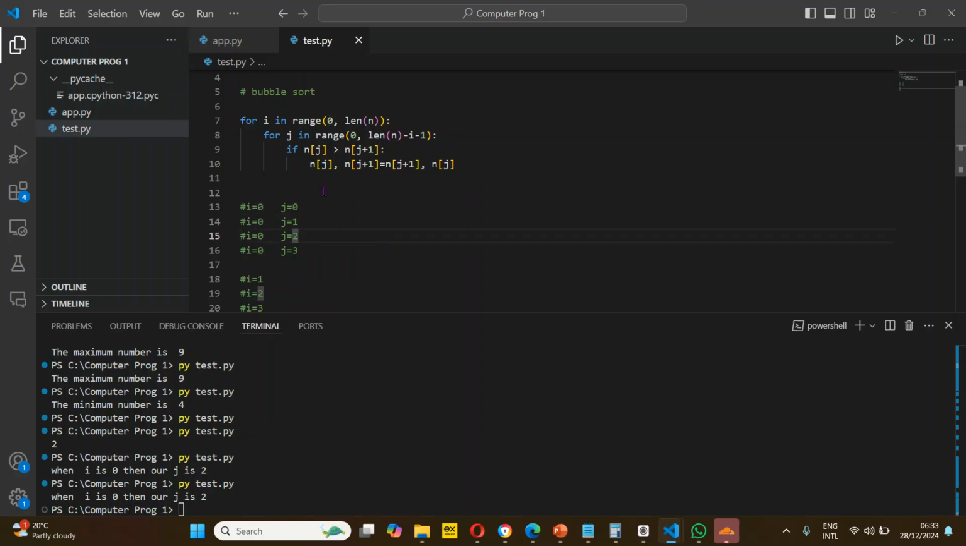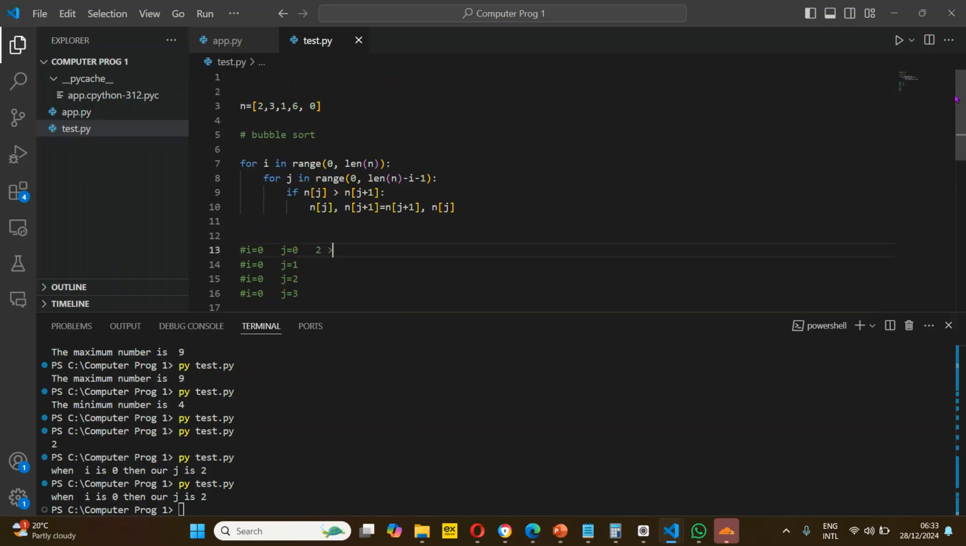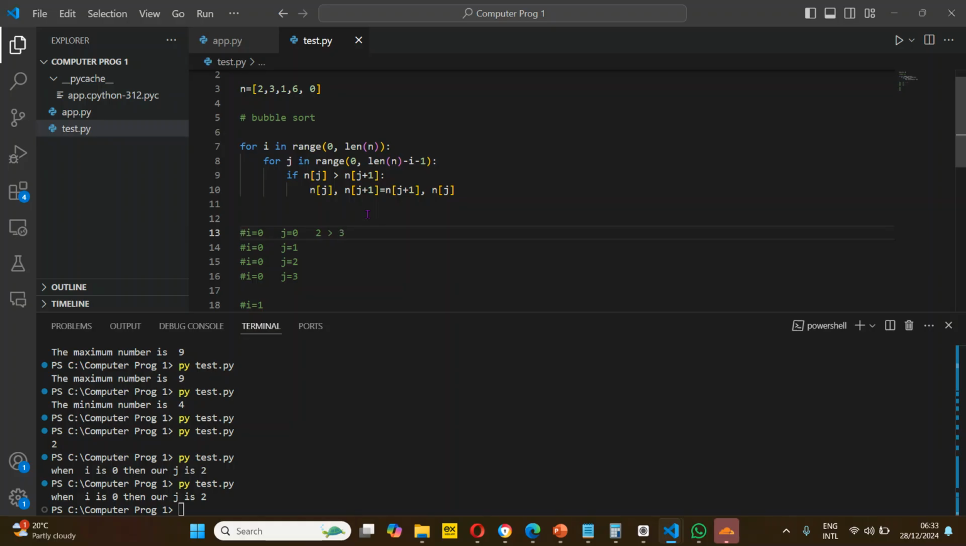So now let's solve this. When i equals 0 and j equals 0 here, n of j is n of 0, which fetches out 2. Then n of j plus 1 is index 0 plus 1, which is index 1, which is 3. Is 2 greater than 3? This is false. So we move on to the next one.